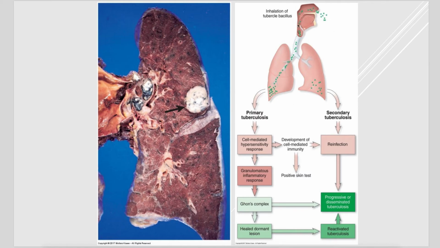So, again, aerosol droplet route, they set up shop in the lungs. If this is the first time you are exposed or the first time you inhale these bacteria, you'll have a cell-mediated hypersensitivity response, like a type 4 hypersensitivity, and that's going to eventually result in activation of macrophages, which form the granulomas, and that, of course, is going to make the Ghon's complex, and then this can heal itself. However, it can reactivate, and this can give you that disseminated TB, which is deadly.